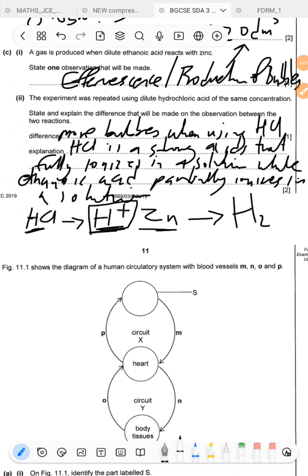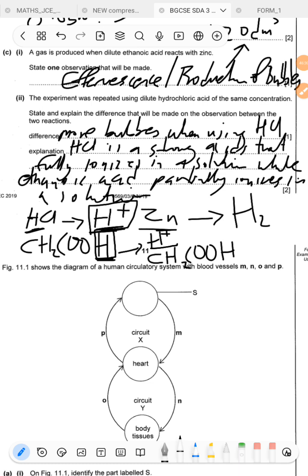But if you have ethanoic acid, which partially dissociates or ionizes in a solution, that means if you have CH3COOH, some of the hydrogen will form hydrogen ions. However, the other hydrogen will remain in its molecular structure like this. So you have fewer of these hydrogen ions to go and react with the zinc, producing less of the gas. That's what it means to have full ionization and partial ionization.